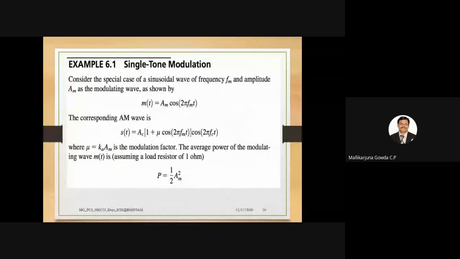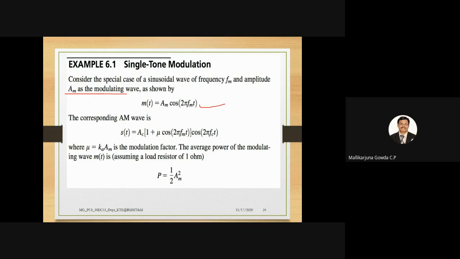Now let us consider one example quickly. Let us have single tone modulation. So far, whatever is done keeps m of t as a general equation. Now I am being very specific. I define m of t as Am cosine of 2 pi fm t, where fm is the frequency of the message signal and Am is the amplitude of the message signal. A message signal and a modulating signal are the same.